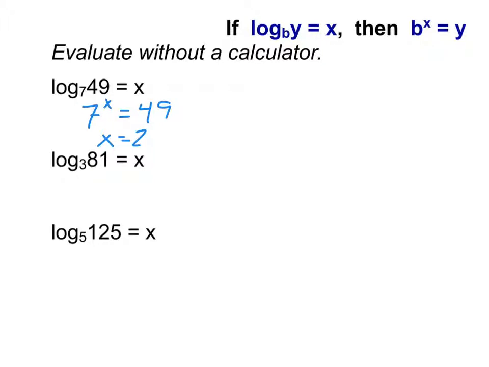Next one. In this case, it's 3 to the power of what is 81? Well, 3 to the power of what would equal 81? It's 4. Because 3 times 3 is 9, times 3 is 27, times another 3, that's a total of 4 3s, is 81. And then finally, this last one is basically saying 5 to the power of what equals 125? Well, that's 5 cubed is 125. So the answer then is 3.